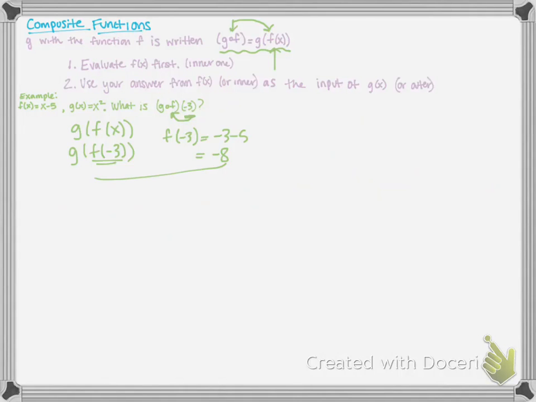I have to take that and plug it now into my g equation. So g of negative 8, so I plug negative 8 in. Remember, when I take a letter out and put a number in, I have to use parentheses, so negative 8 squared is 64. So that's my final answer. So you take whatever your x value is, plug it into the thing right in front of it, and then take that and plug it into the thing in front of that.